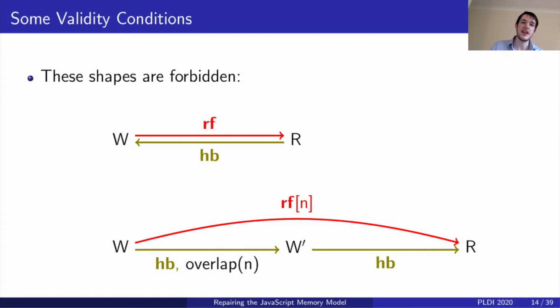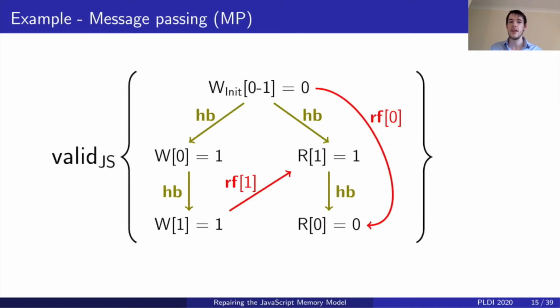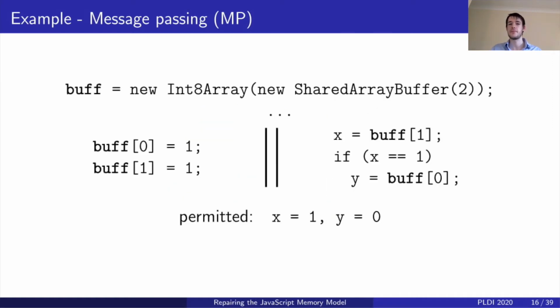And the second shape ensures that a read cannot read from a stale write if there is a newer one on the same location, again in terms of happens before. So in fact, our proposed execution doesn't have either of these shapes and the model declares it valid, therefore this outcome is allowed by the JavaScript specification.